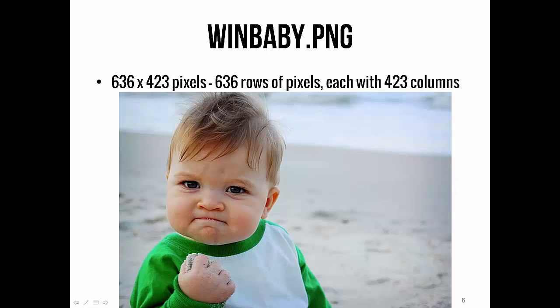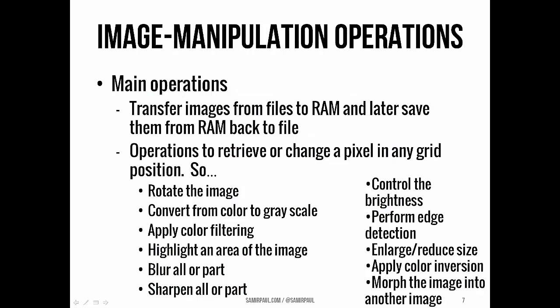So here's an example of a digital image. This is a .png file. It's 636 pixels across by 423 pixels tall. And the way you should think about that is the number of columns and the number of rows of pixels. Columns first, rows second. So if we're writing a package of classes or using a package of classes that can help us manipulate images, there are really 4 basic things we want to be able to do.